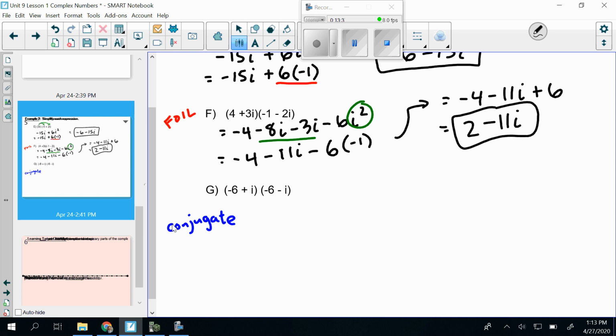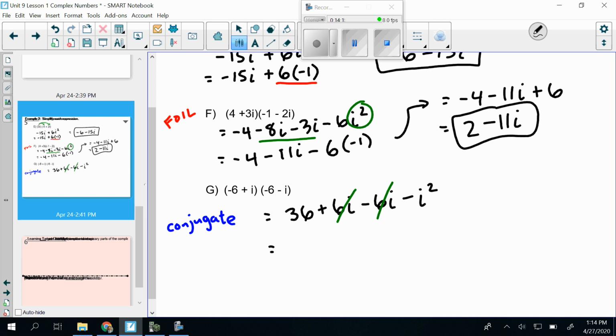So let's do the FOIL and multiply this out just like we did the other one. So negative 6 times negative 6 is positive 36. Negative 6 times negative i is positive 6i. Multiplying those inside ones, we get a negative 6i. And then multiplying the outside stuff, we got a positive times a negative, so that's going to give us a negative. And then i times i is i squared. And what happens here is in conjugates, these middle terms are always going to cancel out because it's going to be the same 2 things, and one's going to be positive, one's going to be negative.